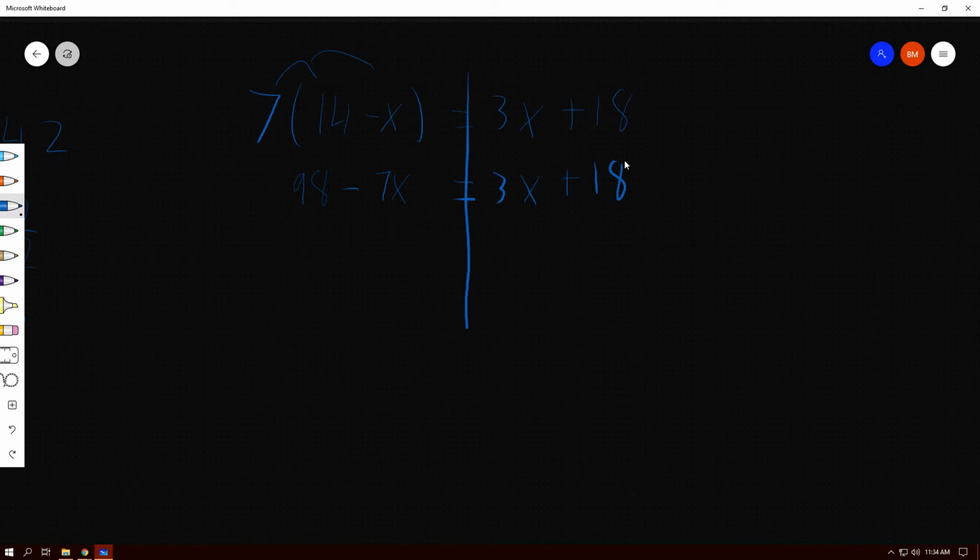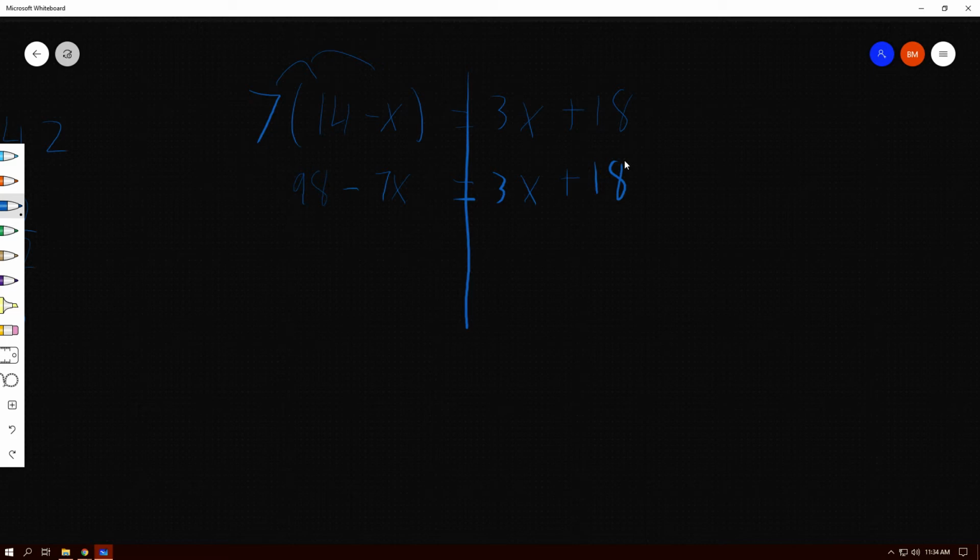All right, now, what am I solving for? I'm solving for x. But right now, I have x terms on both sides of this equation. So I have negative 7x on the left, and I have positive 3x on the right. So what I'm going to look for is the biggest number. All right, so we have a 7 and a 3. Well, 7's the bigger number.